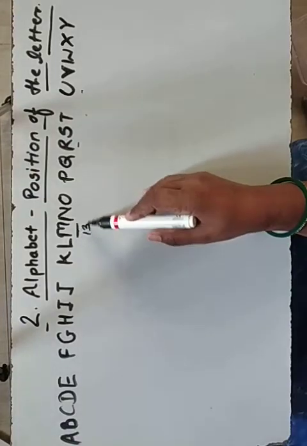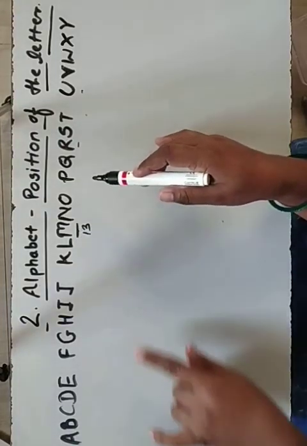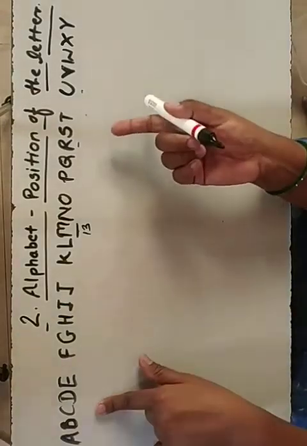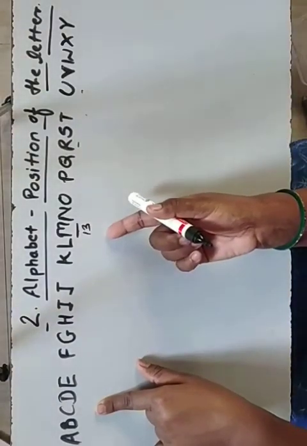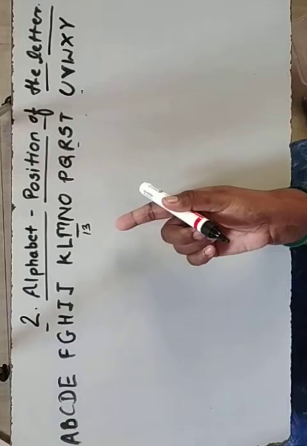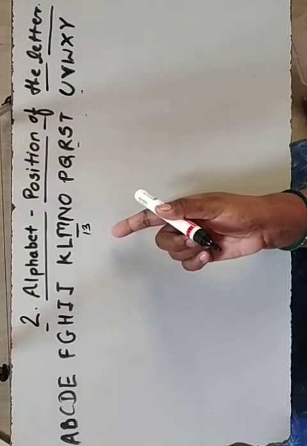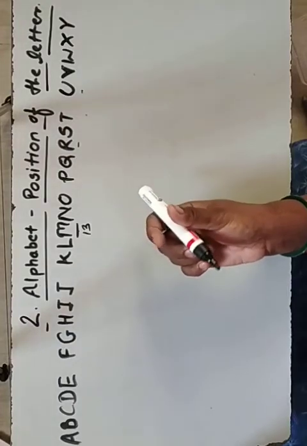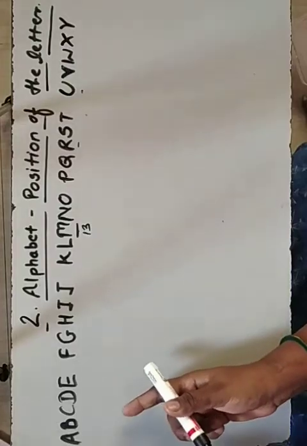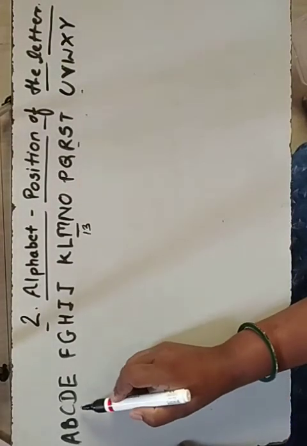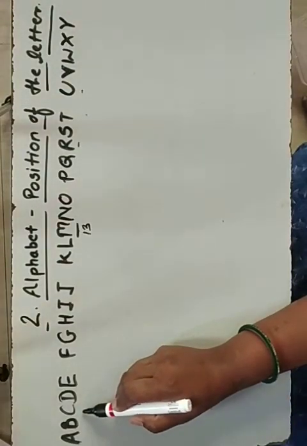Okay, total how many are here? 25. So 12 from this side, 12 from this side, and the 13th letter is M. It is the middle letter of the alphabet series. Next, each group's middle letter you also just keep in your mind. So first group middle letter is C.